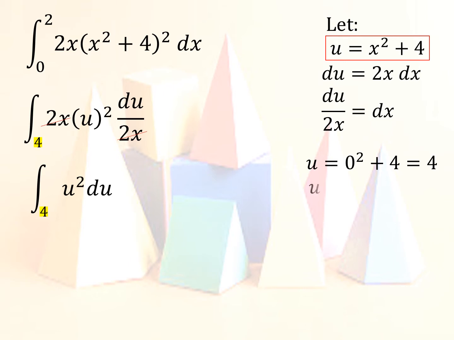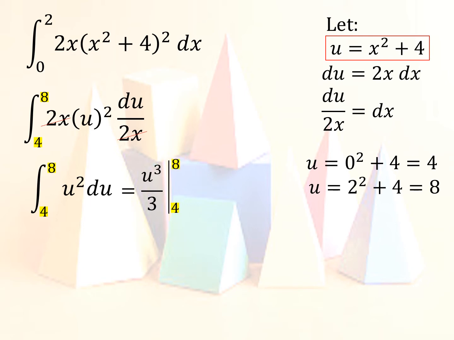And then to get the new upper limit, we are going to use also u is equal to x squared plus 4. We substitute the value of our old upper limit, which is 2. So we get 2 squared plus 4, which is equal to 8. So we will be writing our new upper limit, which is 8. Then we are going to have the integral of u squared du from 4 to 8. So in here, we simply integrate first u squared. So we have u to the third over 3 from 4 to 8.